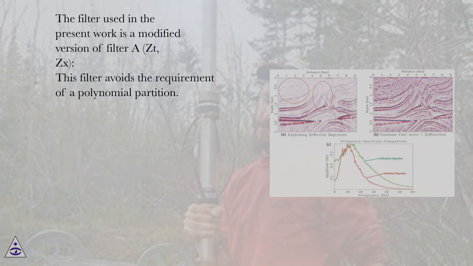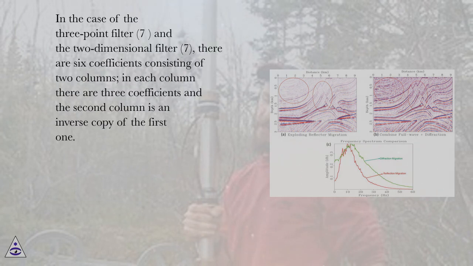The filter used in the present work is a modified version of filter A(Zt, Zx). This filter avoids the requirement of a polynomial partition. In the case of the 3-point filter 7 and the two-dimensional filter 7, there are 6 coefficients consisting of 2 columns, in each column there are 3 coefficients and the second column is an inverse copy of the first one.